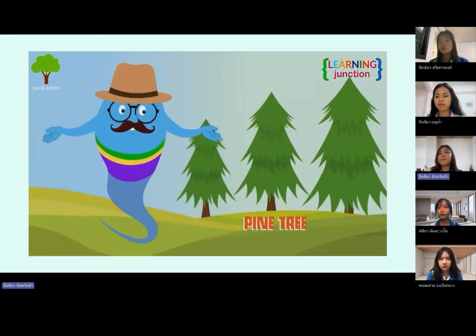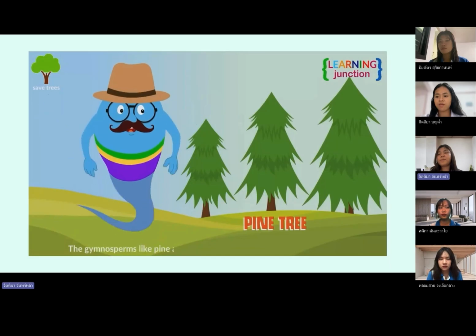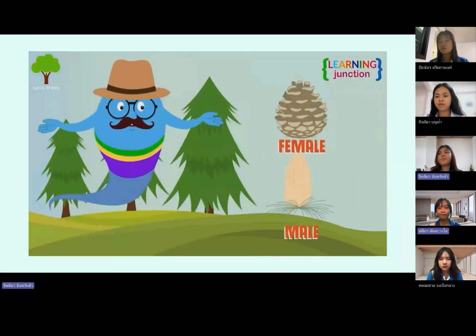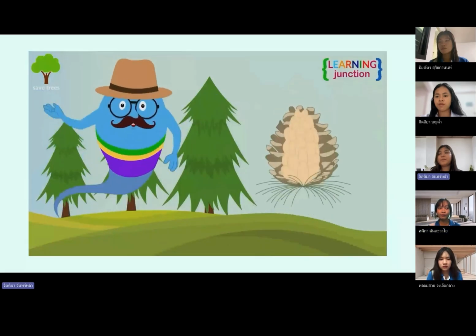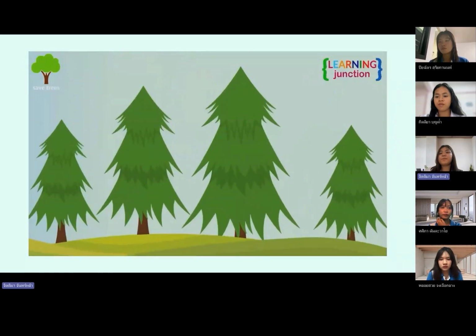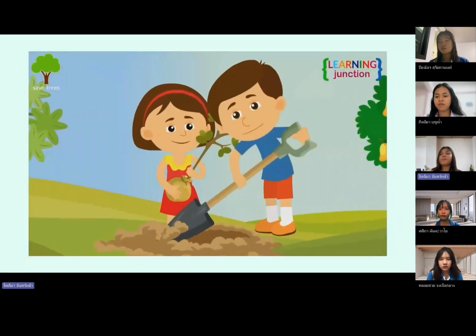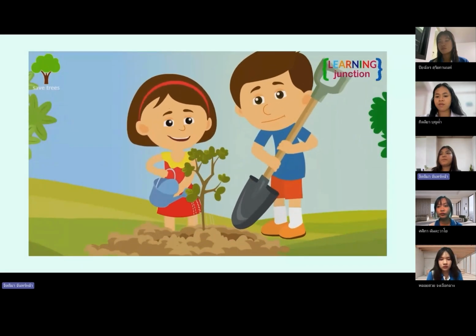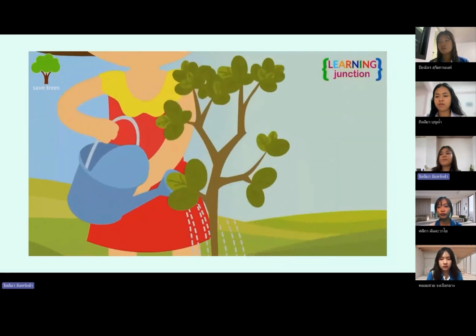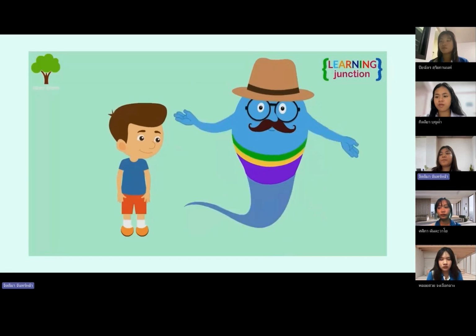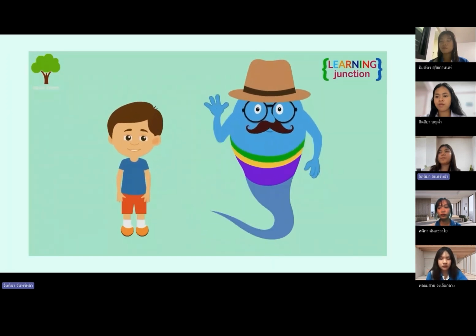Now look at this pine tree. The gymnosperms, like pine and other conifers, reproduce using their cones. If the pollen lands on a female cone, then the female cone will produce seeds. After this, new plants grow from the seed. You're planting a plant. Very good. Besides providing oxygen for you to breathe, plants make life on Earth sustainable. So, we should take care of the plants. Now, you know a lot about flowering and non-flowering plants. Stay tuned for more videos. Bye-bye.